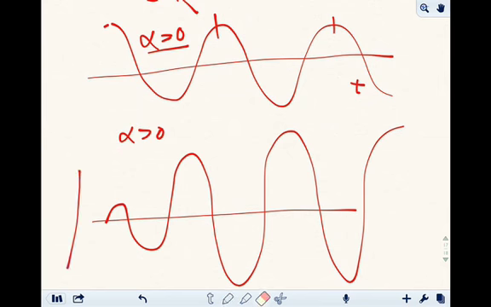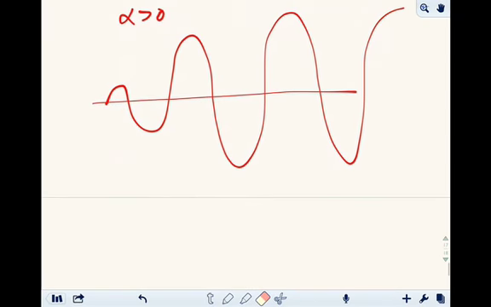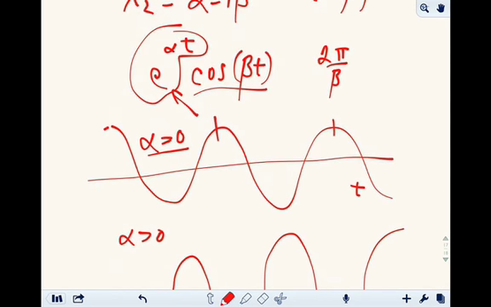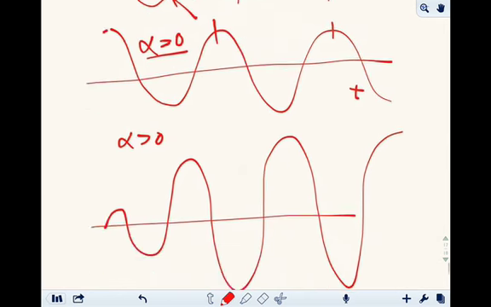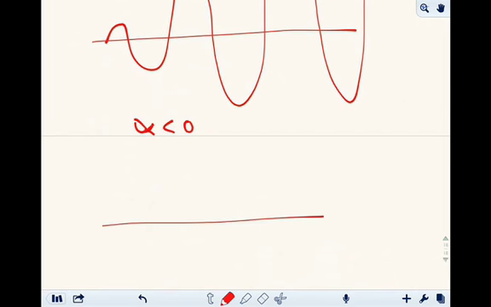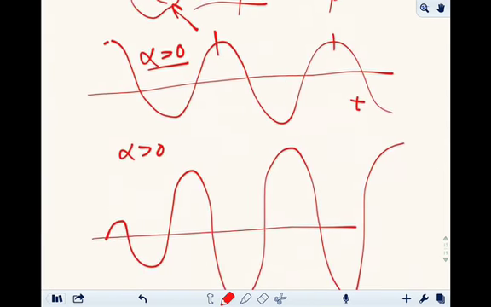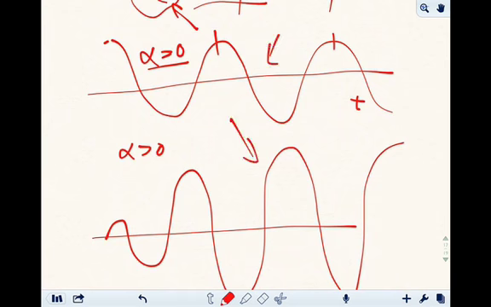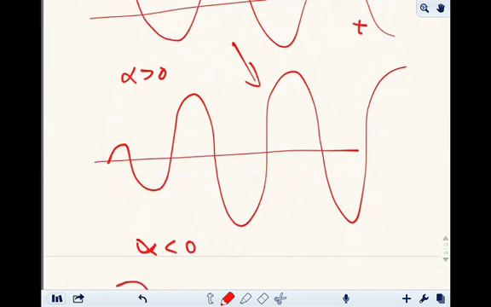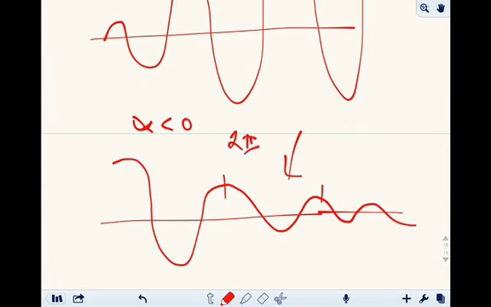If alpha is less than 0, then you have a decay term here. If alpha is some negative number, times time, it will decay. So you have a decaying amplitude, and in that case, it's going to just damp out. It's a damped oscillation. So you have undamped oscillation, unstable or growing oscillation, and you have a damped oscillation. In all these cases, the period is 2 pi over beta, unchanged. What changes is the amplitude.